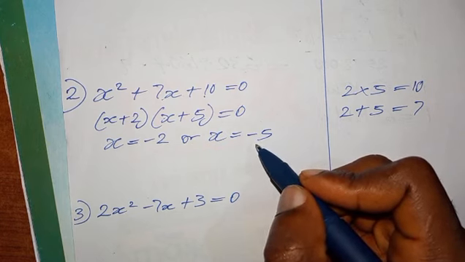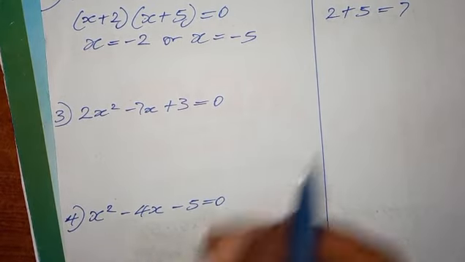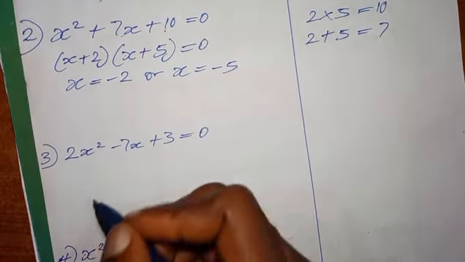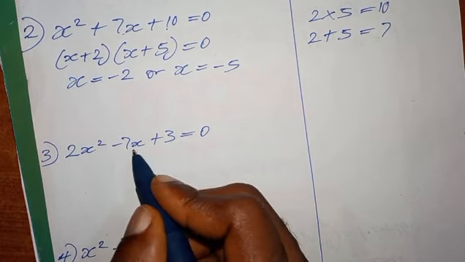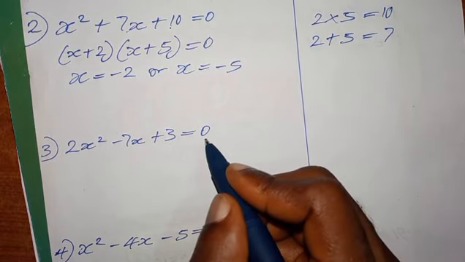Don't worry, this one looks simple. The number 4, there's something that we need to do in number 4 very well. This one, they look similar. You can solve it. They are very simple. Even number 3 itself. Number 3, the same thing. 2x squared minus 7x plus 3 is equal to 0.